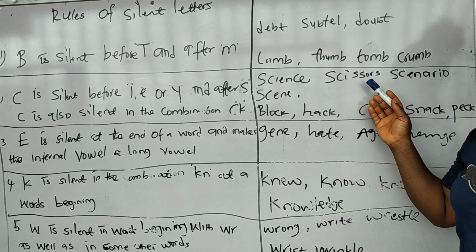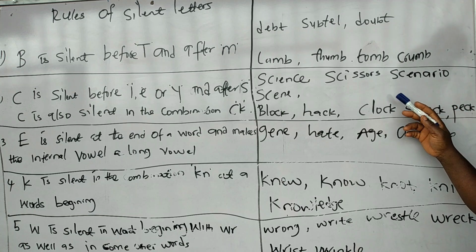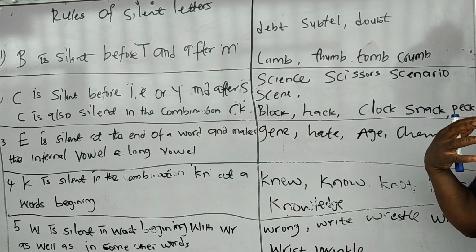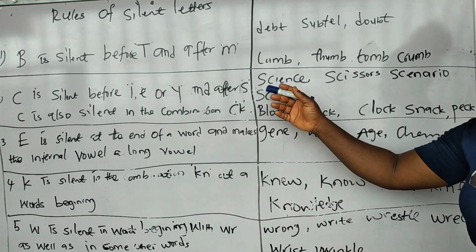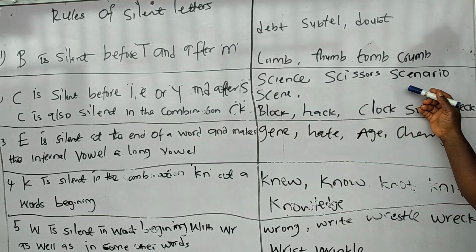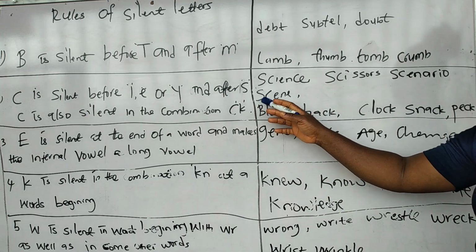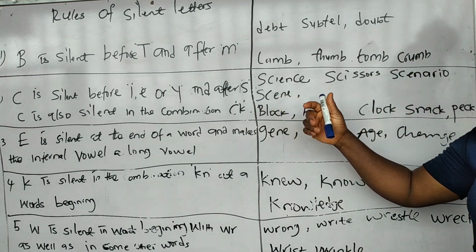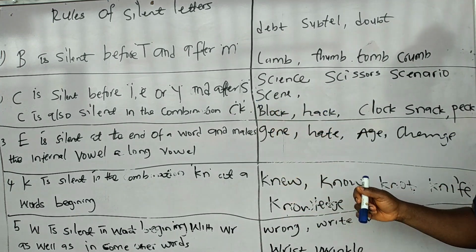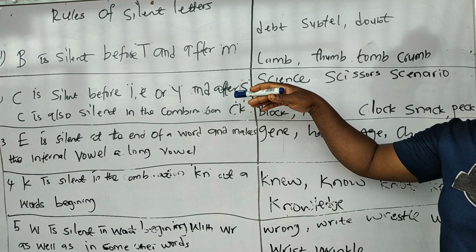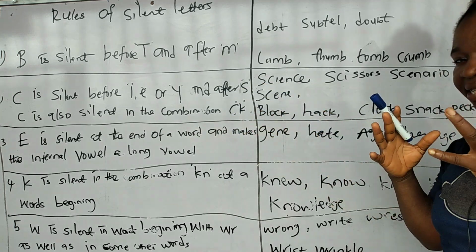We have scissors. We still have scenario. You can see that S is actually what we have here. Science, scissors, scenario, sin. You can see that it has SC, but what you can hear me pronounce right here is the S sound. We have sin. And the other rule says that C is actually silent when they are combined this way. That is when CK combines itself in a word.